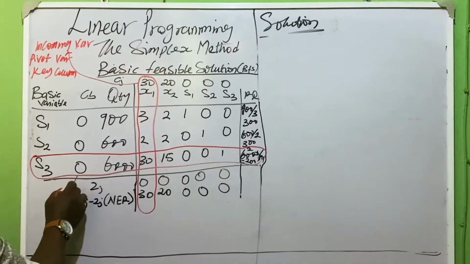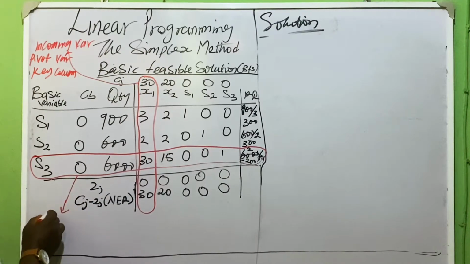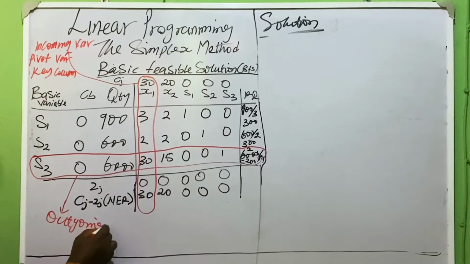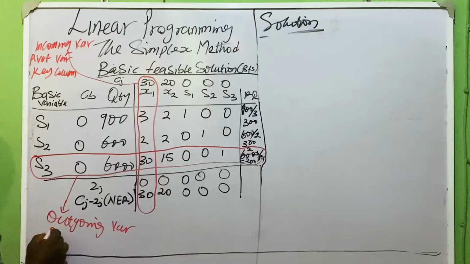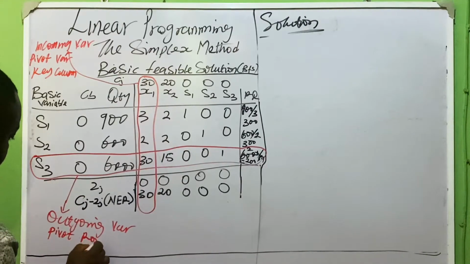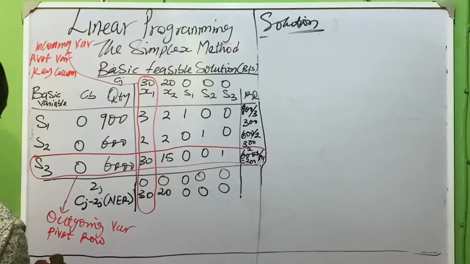So we label this outgoing variable pivot row, or key row.